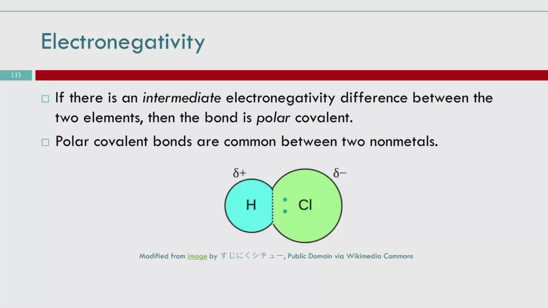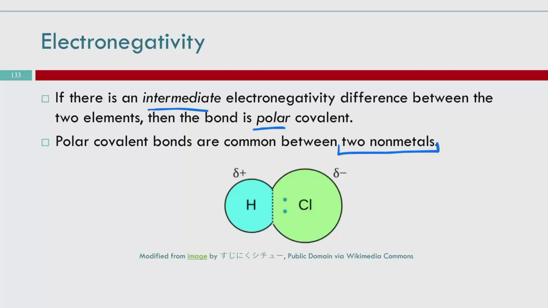If there's an intermediate electronegativity, this is what we were looking at as we introduced the idea of electronegativity. Somewhere between perfectly matched and completely lopsided, there's this exciting realm, and that's the intermediate category. This is where we get our polar covalent bonds, and polar covalent bonds are common between two nonmetals. It's not always going to happen, but that's typically where we're going to see it. For example, our hydrogen and our chlorine here. Hydrogen is typically classified as a nonmetal, chlorine always classified as a nonmetal.